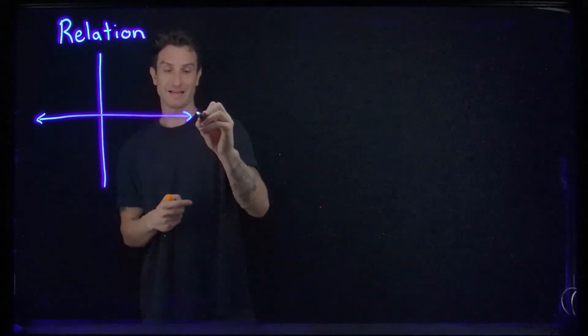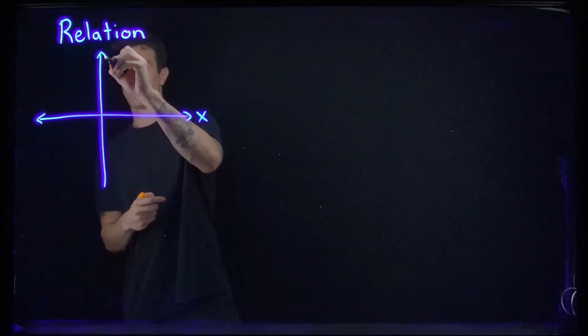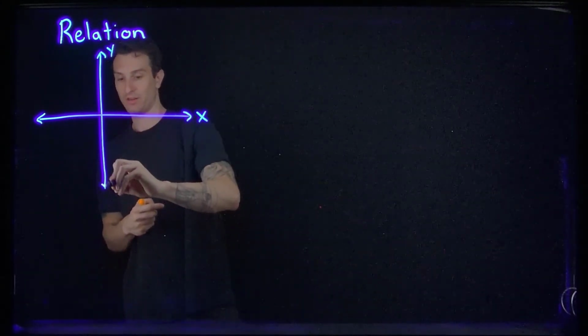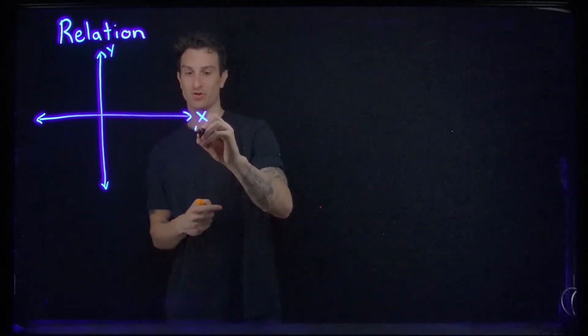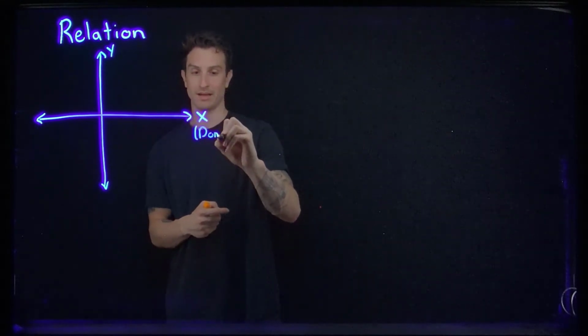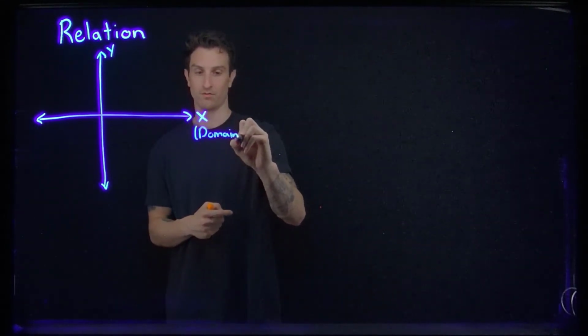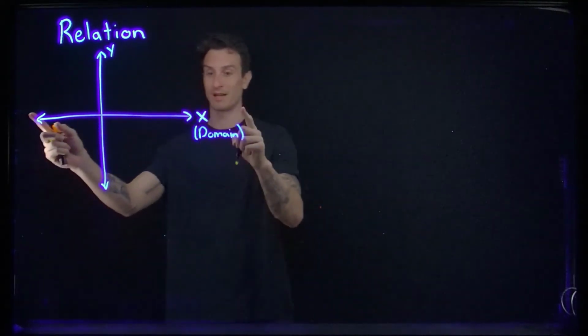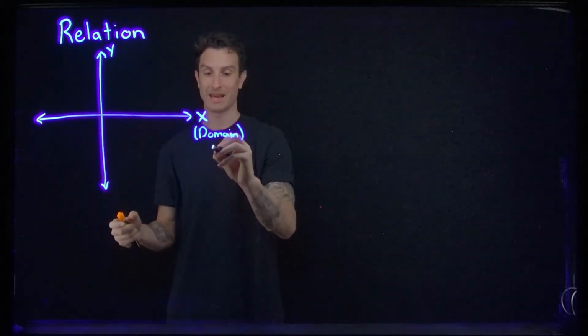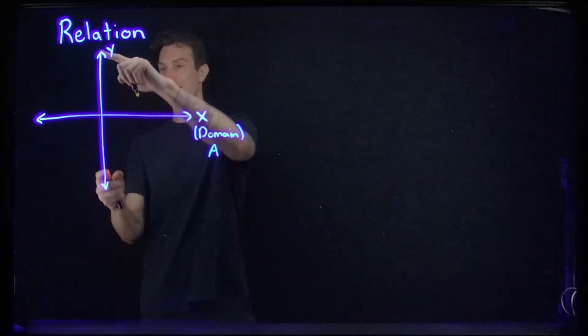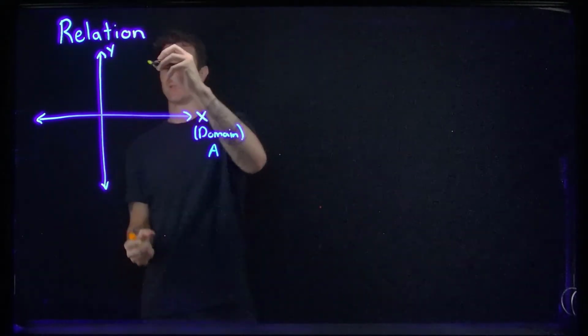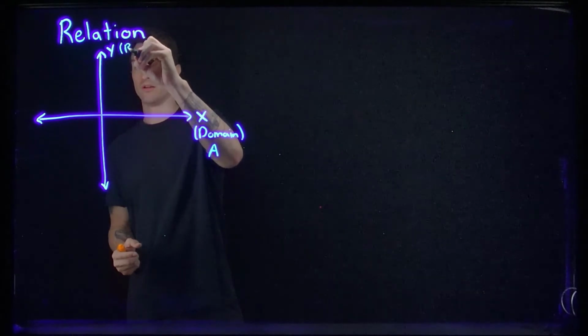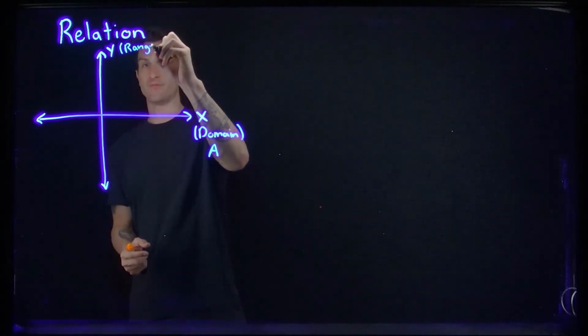This is my x-axis, this is my y-axis, and you want to think of all your x's in this case as your domain. What can I plug in? In terms of our definition, this is like set A. Any value that I pick along my x-axis will be like my set A. And my y-axis is my range. Think of it as anything that I can pick from set B.